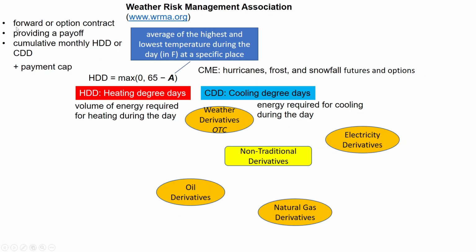And after that, you can create a forward or option contract, and the payoff will be provided if you are reaching the cumulative monthly HDD or CDD, because also you can do this for cooling degree days. So what amount of energy do you need to cool down during the day, so for air conditioning, and also the volume of energy required for heating during the day. So practically this is a heating option.